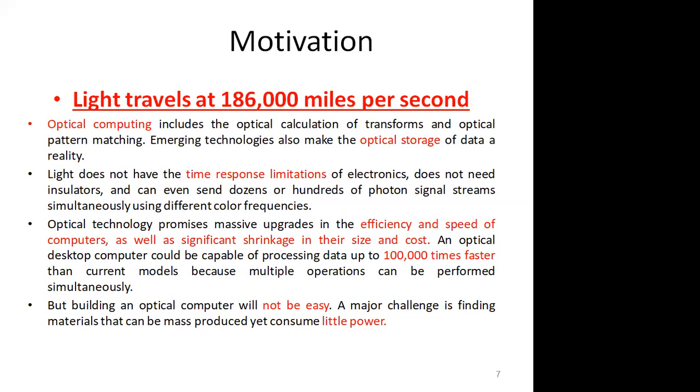Second important one is optical storage. Presently we don't have an optical storage facility, but using this we can design an optical memory. Second one, what it says is light does not have the time response limitations, whereas electronics has that disadvantage. So this is the second motivation. Third motivation is efficiency and speed of computers, as well as significant shrinking in their size and cost.